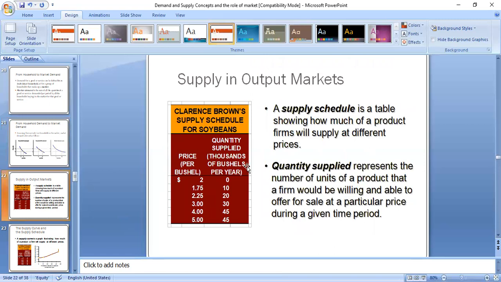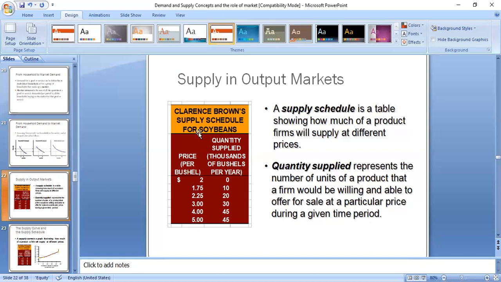So let us look at the supply in output markets. With the supply, we are looking at the quantities of goods and services that are available to the market, right? So we also have a supply schedule, which is simply a table showing how much quantity of a good is supplied at different prices, of course, keeping other factors constant.